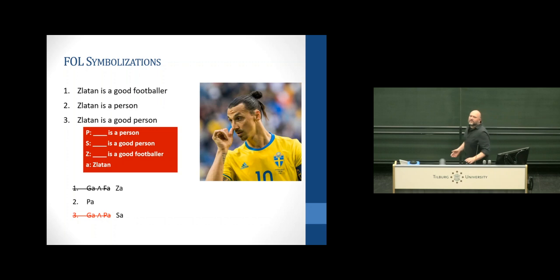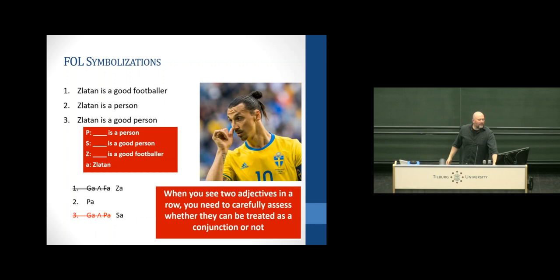Now, what is this point to demonstrate, other than just giving me a chance to talk about fat Americans and Zlatan, which I always love? It's to highlight that when you see in natural language 2 adjectives in a row, you've got to be careful. Sometimes you can treat it as a conjunction of separate sentences, like Steve. Sometimes you have to read it as one predicate, where one adjective is modifying the other, like Zlatan being a good footballer.